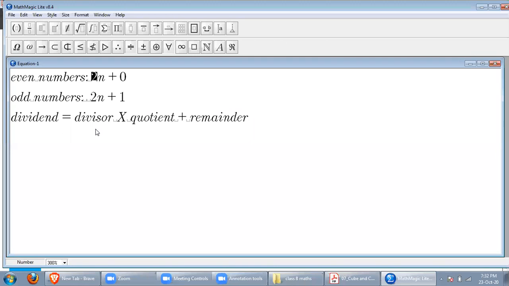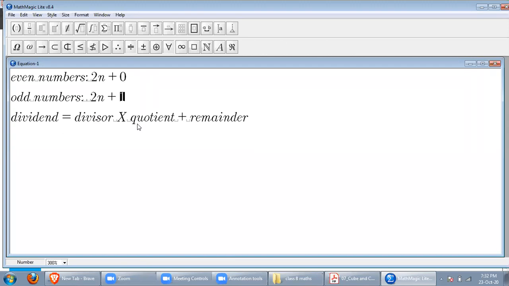The form that I have written for even numbers and odd numbers, like twice n plus 0 or twice n plus 1, is nothing but divisor into quotient plus remainder. 2 is the divisor, n will be the quotient, and 0 will be the remainder in case the number is even, and if it is odd, the remainder will be 1. Okay?